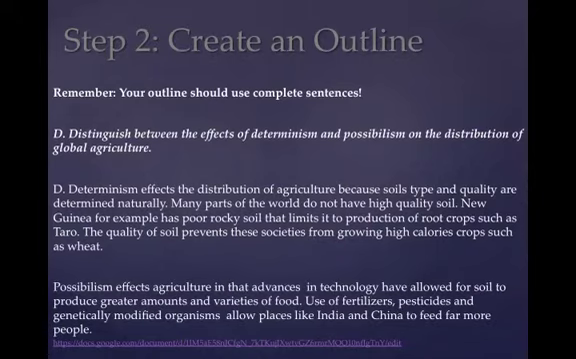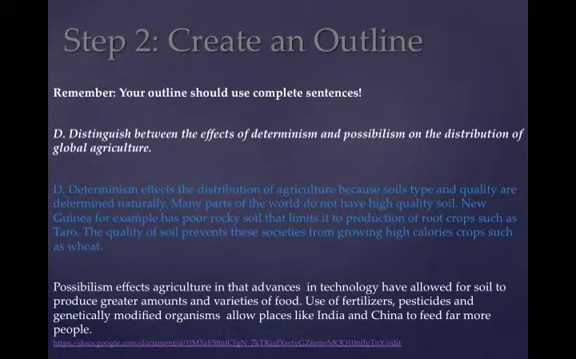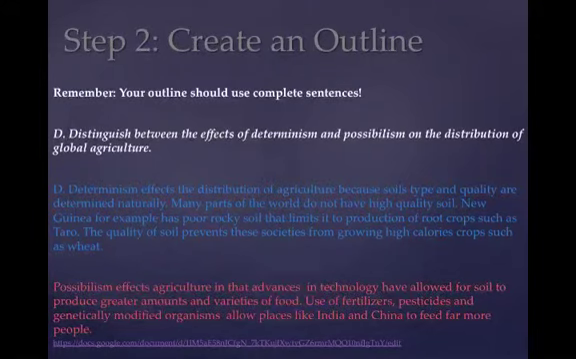Possibilism affects agriculture in that advances in technology have allowed for soil to produce greater amounts and varieties of food. Use of fertilizers, pesticides, and genetically modified organisms allow places like India and China to feed far more people. Okay, so if we look at these parts, once again, we're asked to distinguish between two things. And once again, there is no example given in the question, so we're going to imply the need for one example. So here is determinism with our example. Here's possibilism with our example.